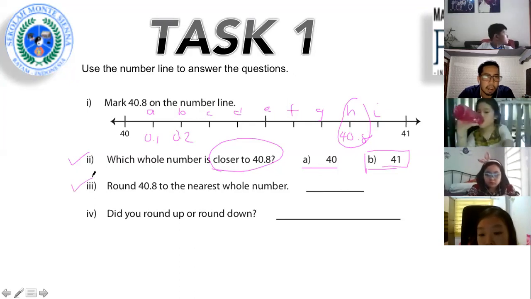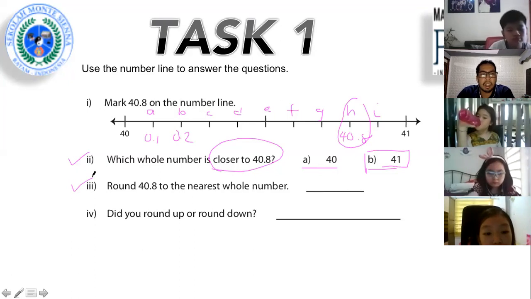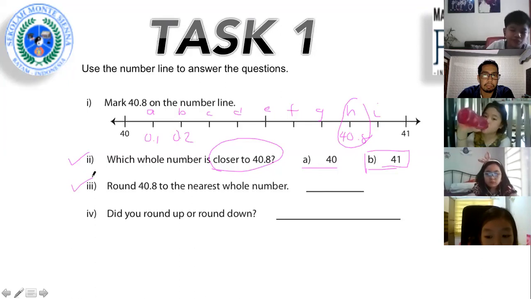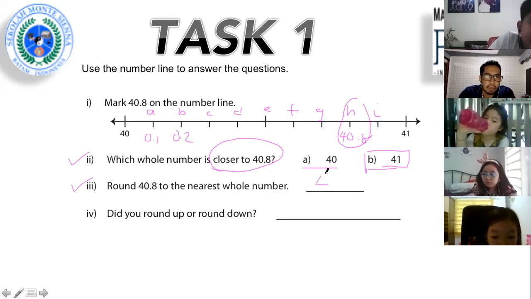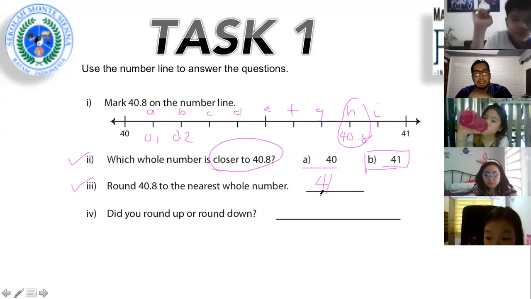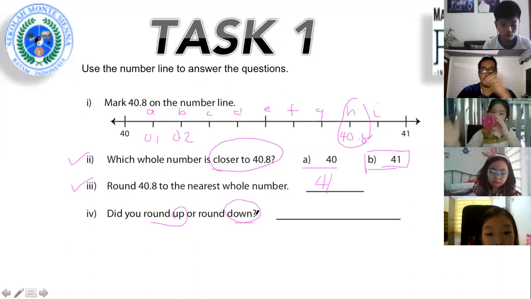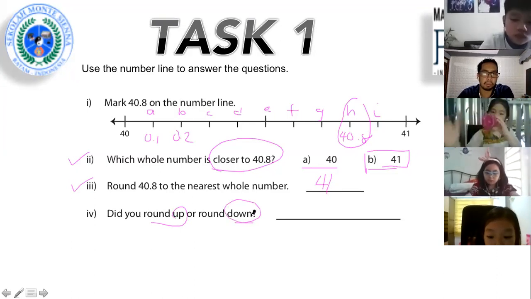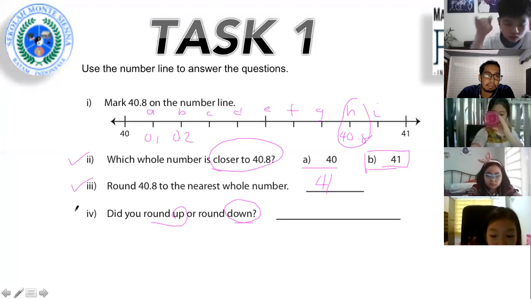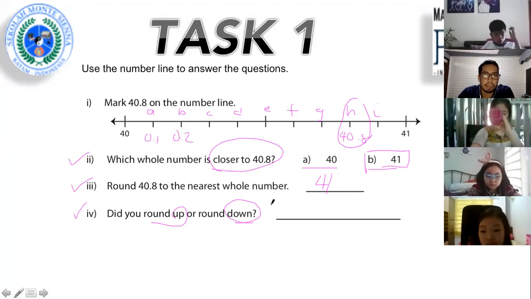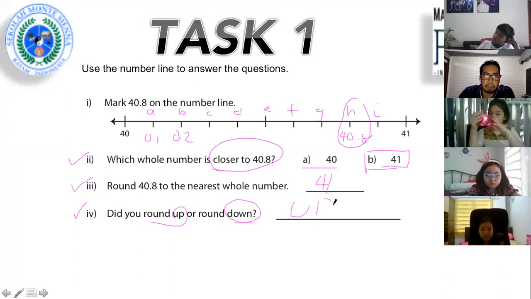Number 3, round the number to the nearest whole number. Message me your answer. Whole number, I want to see a number. Go. Okay, the answer here is 5. Now tell me, did you round up or round down? Up or down? The answer is up.